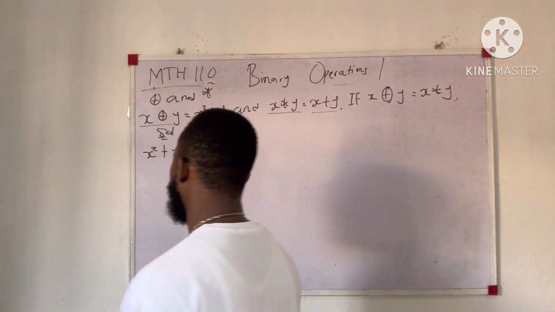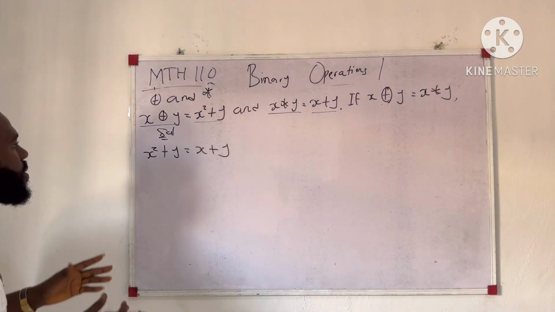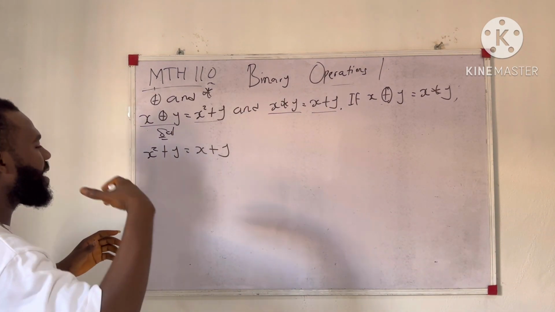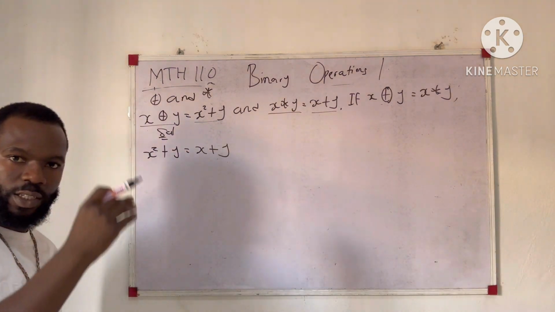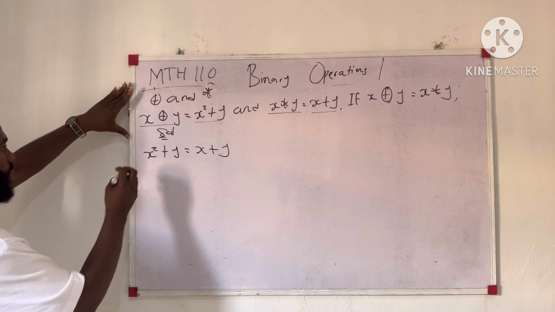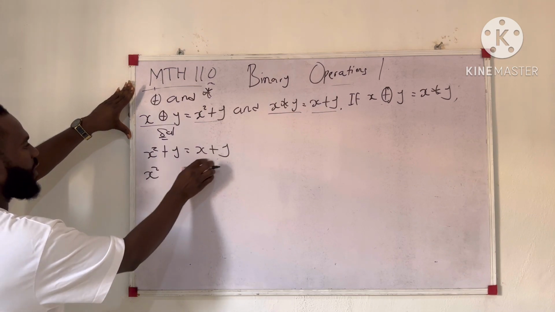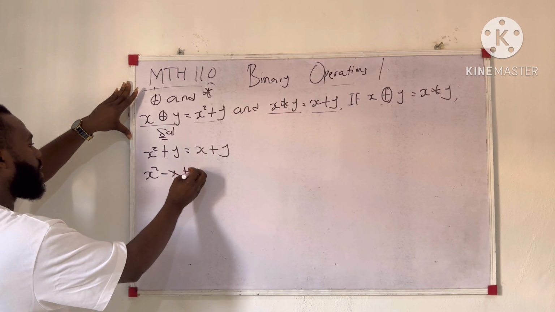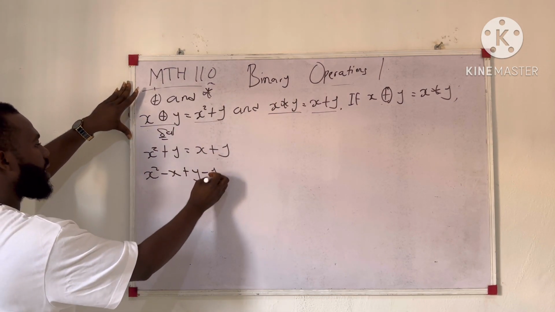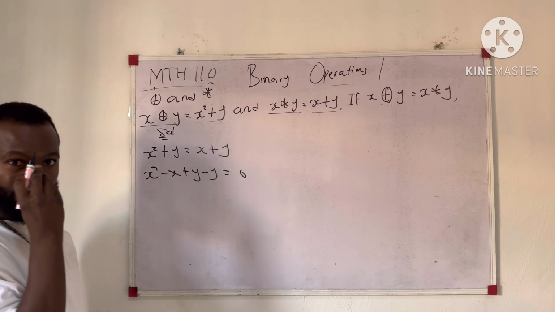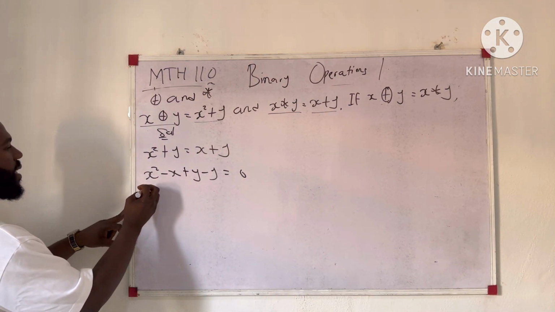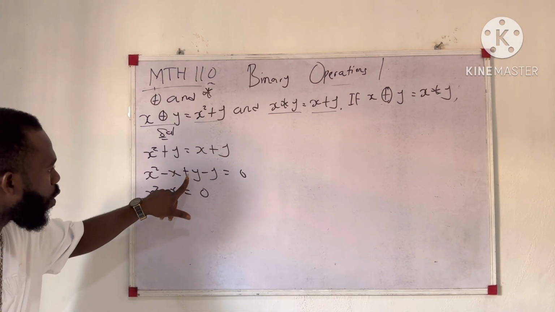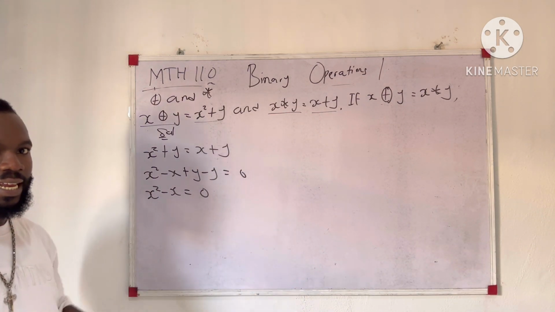Now we are asked to find the possible values of x. Simple. Let us equate the equation to 0 by taking everything on the right hand side to the left hand side of the equation. So we're going to get x squared. If x crosses, it becomes minus x. Now we have plus y here. If plus y crosses, it becomes minus y. Now equate it to 0. Here we're going to get x squared minus x is equal to 0. How? Because y minus y is 0. So there's no y again in the question.